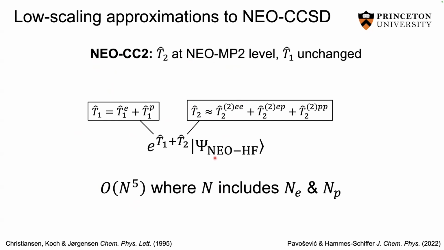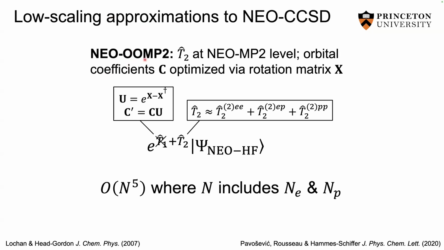We can go a step further, and instead of staying within the framework of coupled cluster theory, we can also do orbital optimized MP2. So this is what was introduced by Head-Gordon in 2007. And in this case, the energy is still evaluated at the MP2 level of theory, but instead of using the T1 calculation to do the iterative relaxation of the orbitals, now we explicitly use this unitary operator that has these occupied virtual orbital rotations built into it.